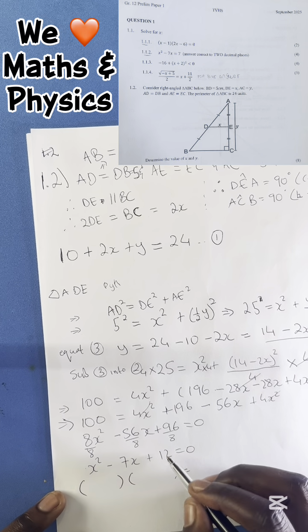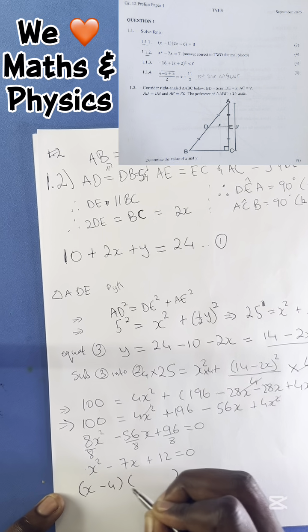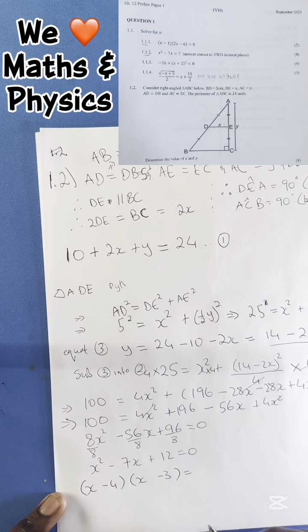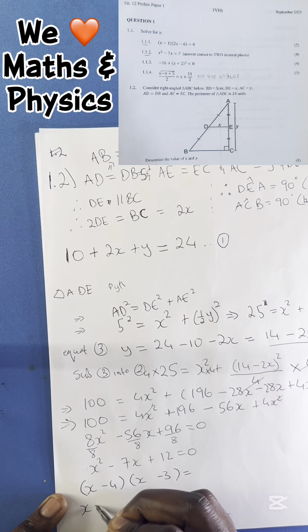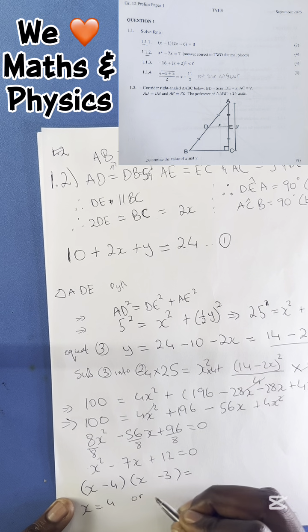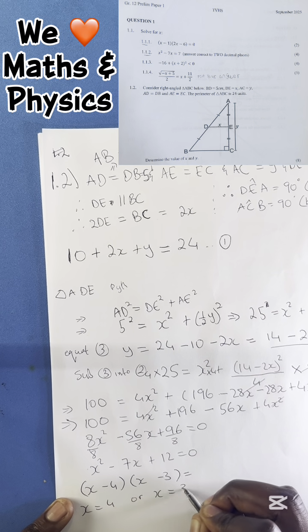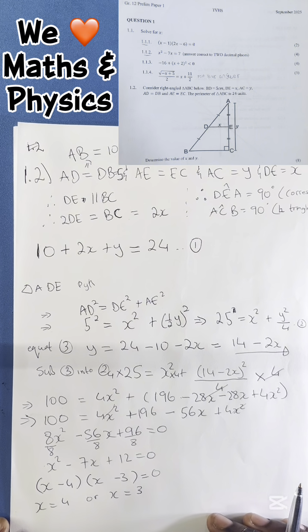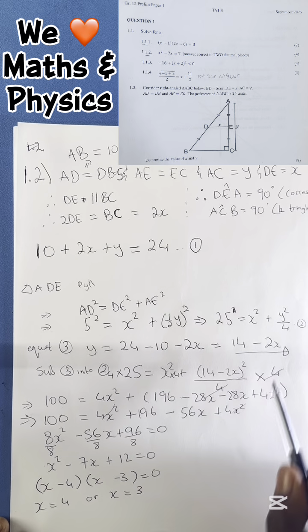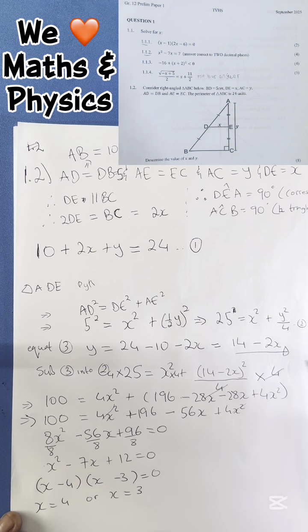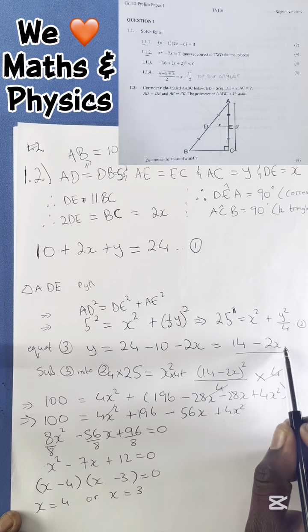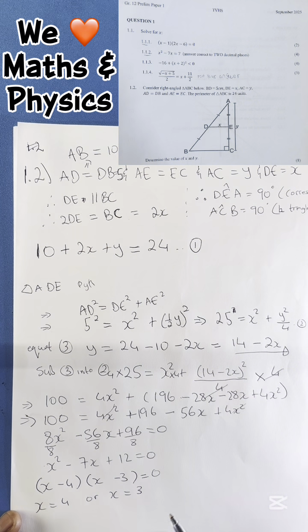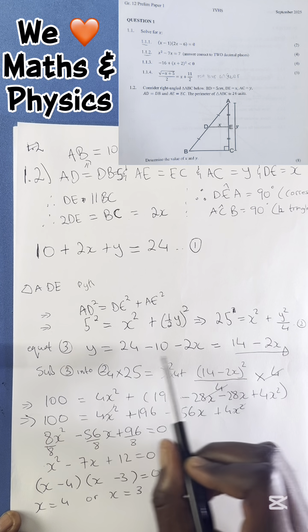So the factors will give us x minus 4 and x minus 3, because that times that gives you 12, and when you add them gives you negative 7. So it means x is equal to 4 or x is equal to 3. Okay, so then we want to make sure we get the corresponding y values. So you obviously take it and substitute it into that formula, because you already know the relationship between y and x.